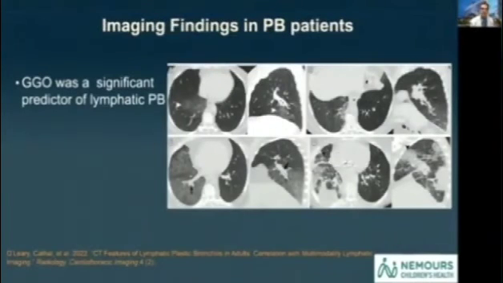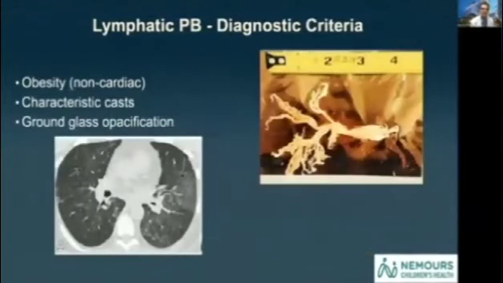So what are the imaging findings in a plastic bronchitis patient before the procedure? Ground glass opacification. It's a major predictor of lymphatic plastic bronchitis. You can see the different examples here. So generally, if it's not congenital heart disease, we automatically assume that it's lymphatic plastic bronchitis. The diagnostic criteria for lymphatic plastic bronchitis are obesity, characteristic casts, and ground glass opacification. If at least two of them are present, we know that the patient has lymphatic plastic bronchitis.